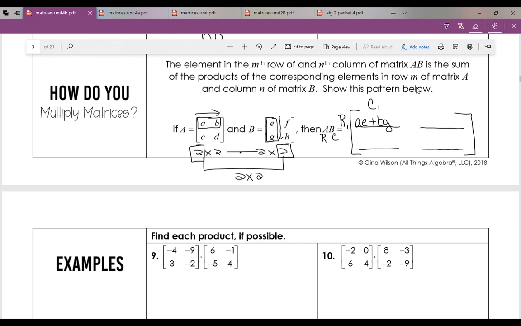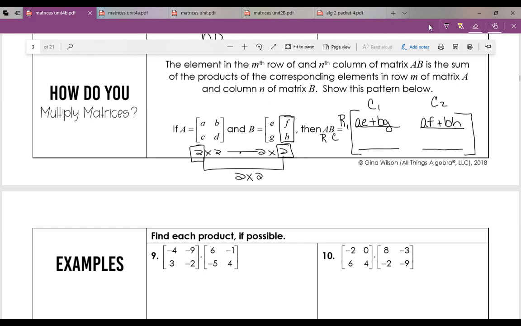All right, so when I move over, I am now to column 2. First row, now I'm going to pair those with second column. So that would be AF plus BH. You go across the first one, down the second one, okay? Use the rows of the first one, pair them with the columns of the second one.